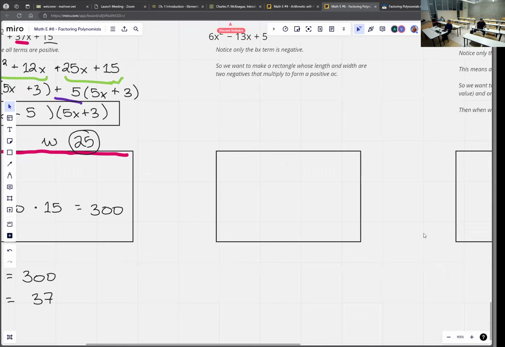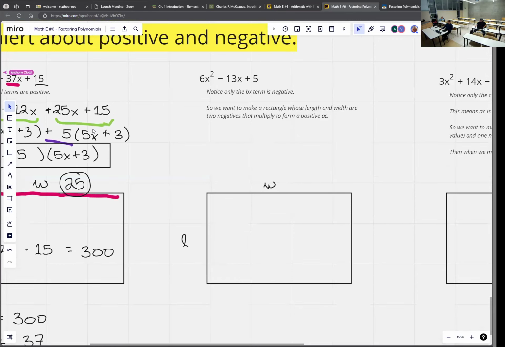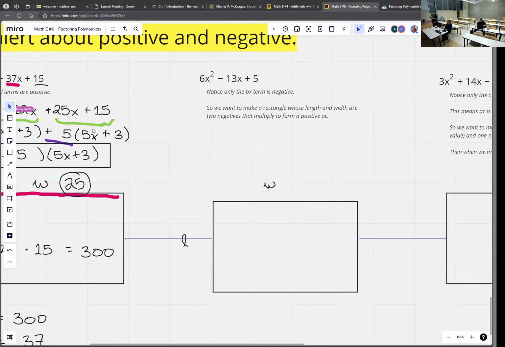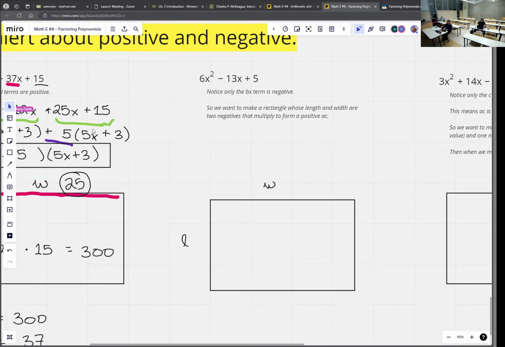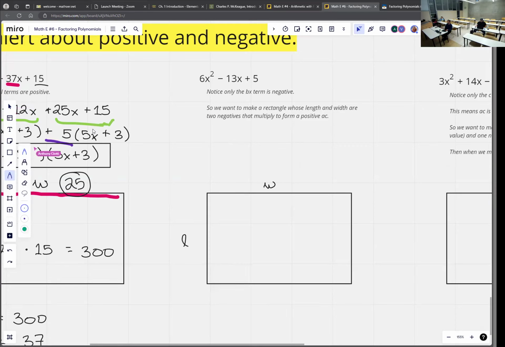So I again have a length and a width. I'm not sure what they are. What are they going to multiply together to get? 6 times 5 is 30. Oh, that's a lot smaller than 300. Hooray. So my area is 30. Length times width is 30.